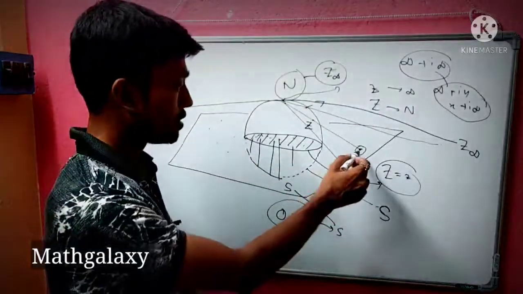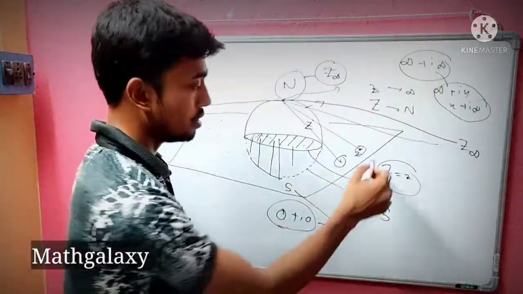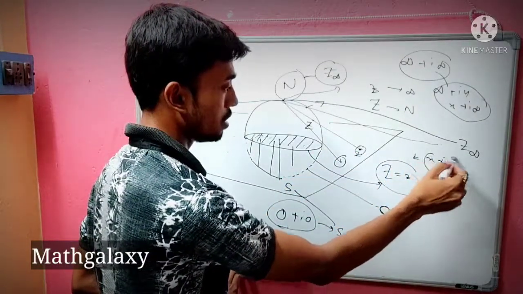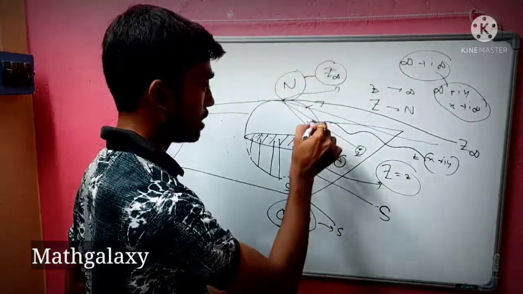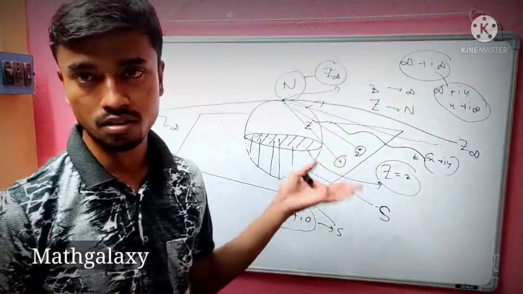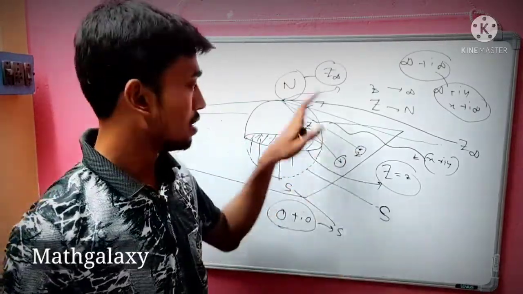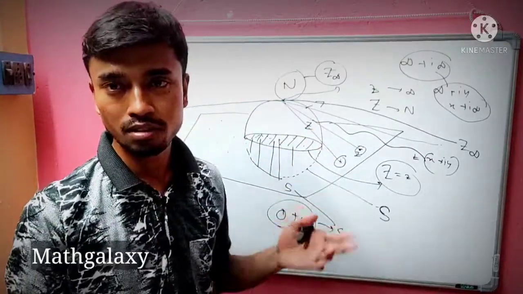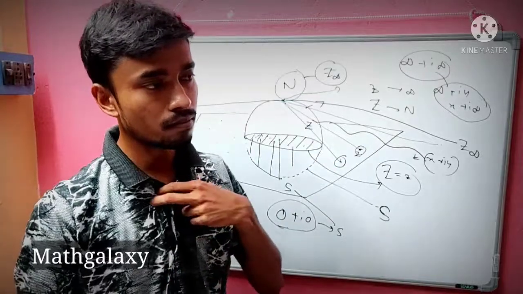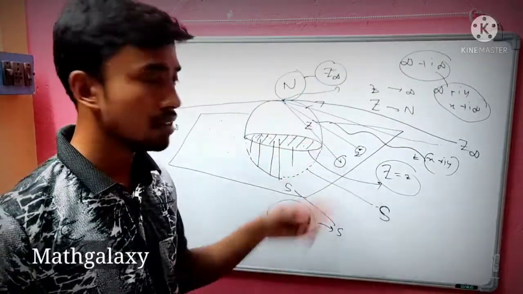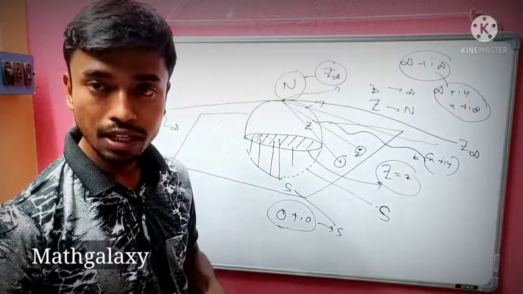For this small z, you can take small z as x plus i y, and corresponding to this small z, you can find a value of capital Z via some relation, via some parameterization of a straight line. This straight line is in the tangent normal situation, it is 3D geometry, and you can find it very easily. Alright, so that's it for today.